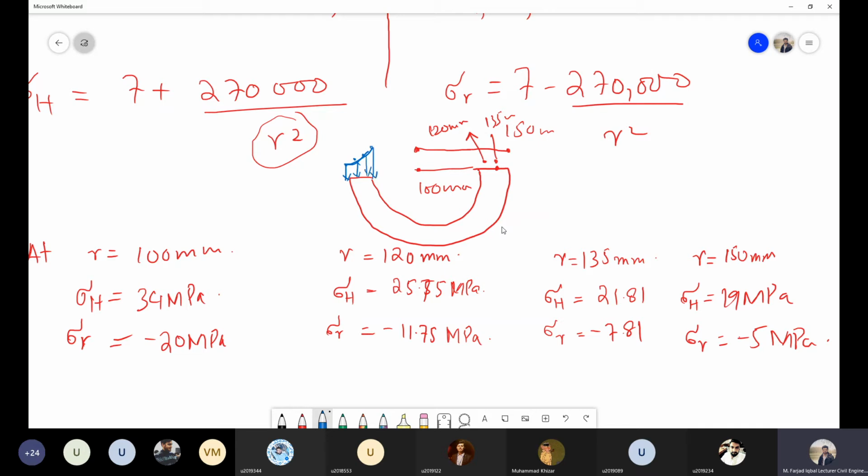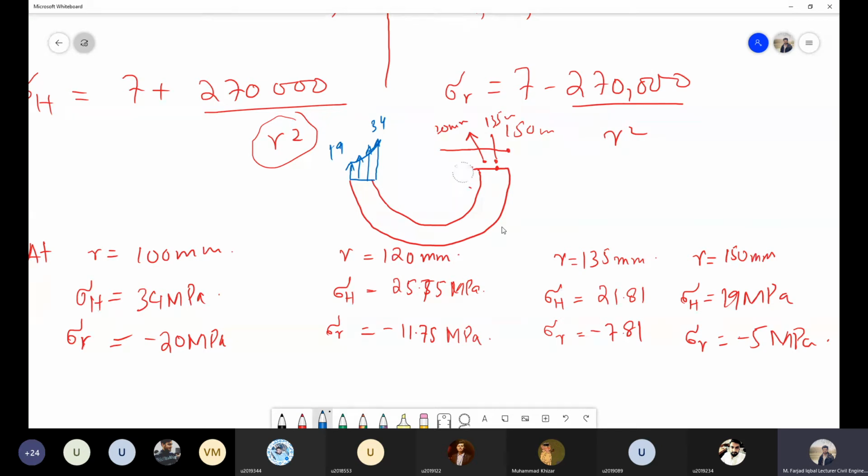And this point we also, let me just plot it in the opposite direction. And this point we also discussed while doing the derivation that these stresses vary in the parabolic manner along the thickness. And over here, we have done the proof of this thing as well. So at internal diameter, it is 34 and at external, it is 19.